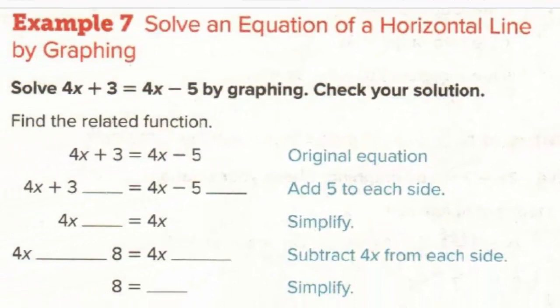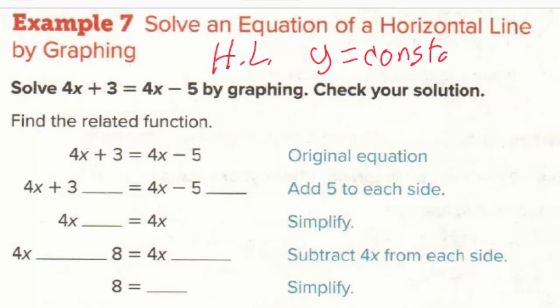Example 7, solve an equation of a horizontal line by graphing. And if you remember what I said in class, a horizontal line should end up being equivalent to y equals some constant value. No x in the problem at all. So taking a look at this equation, we want to eliminate everything on one side so we have a 0. So the first thing we're going to do is maybe get rid of the 5. I would normally get rid of the variables, but they're getting rid of the 5 first.